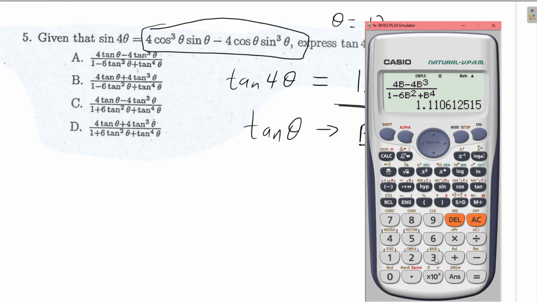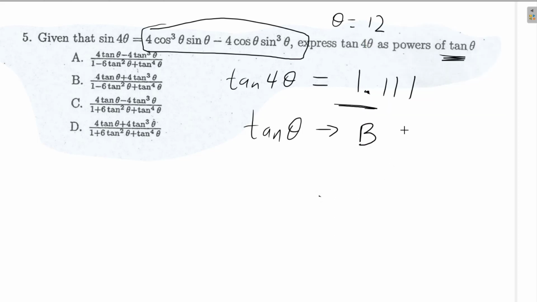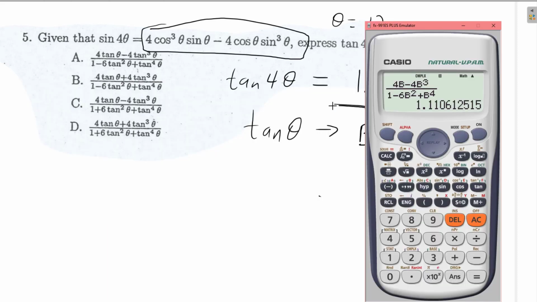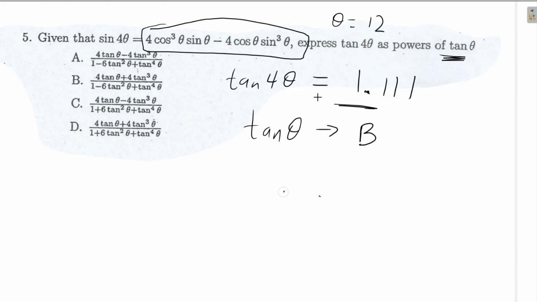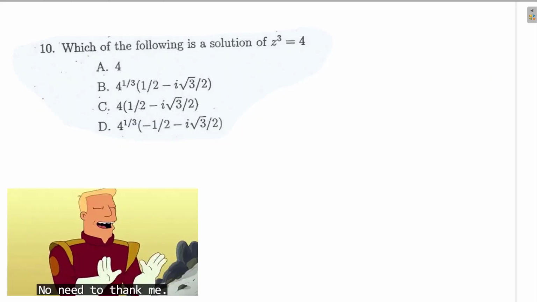Luckily option A gives us the answer we want, 1.111. So there's no need to go through options B, C, and D. Sometimes you get lucky, your first option is the answer you are looking for. So our answer is option A.